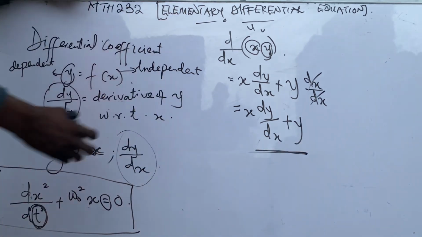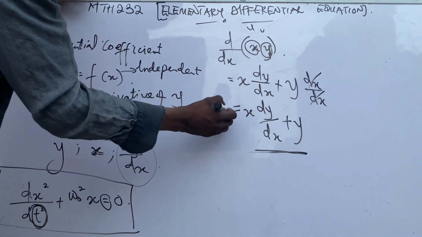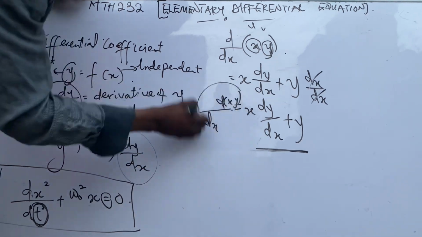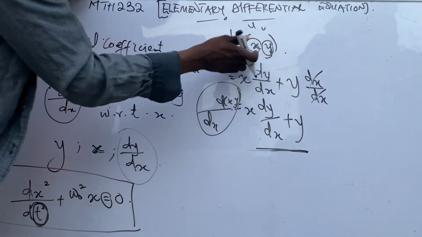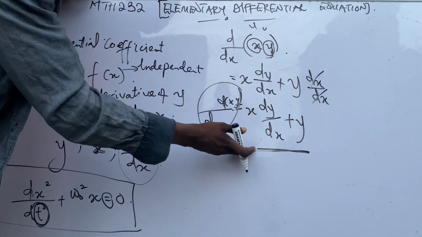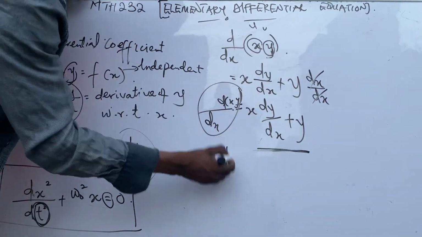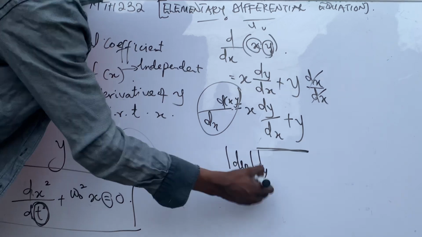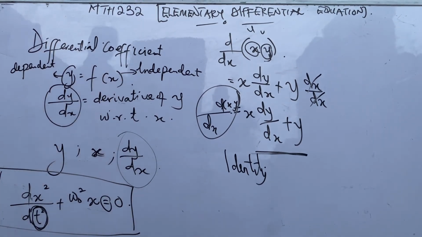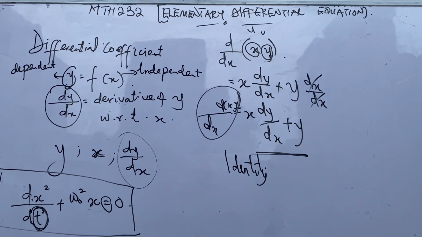So this is not a differential equation. Why? Because what is at the right side is equal to what is at the left side. We only simplified what is at the left side to get what is at the right side. So this is not a differential equation. It is simply called an identity. So you should try to recognize and identify differential equations.